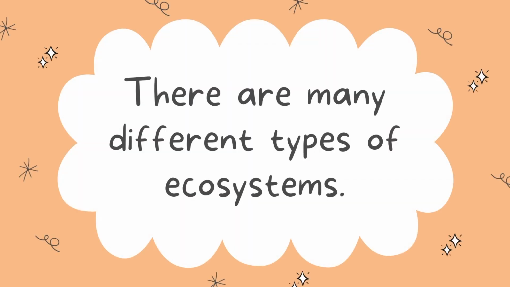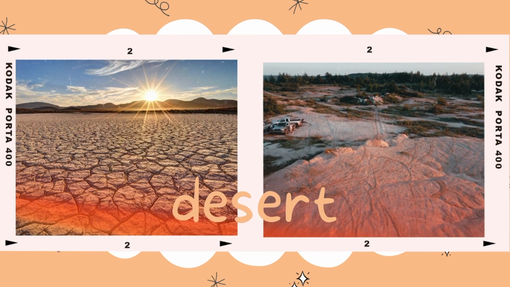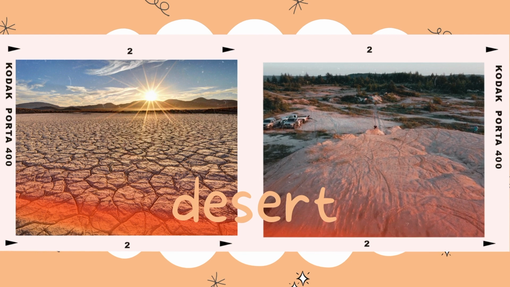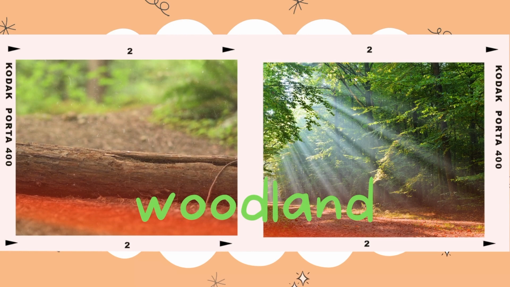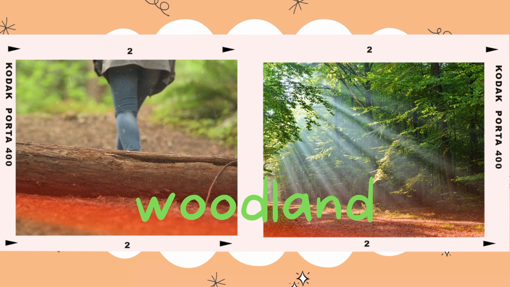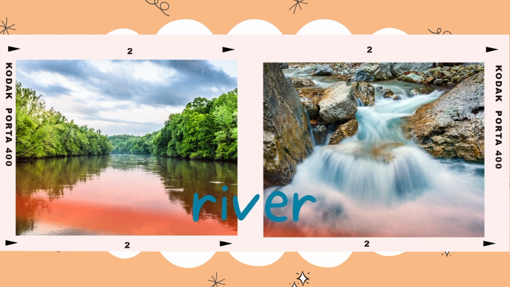There are lots of different ecosystems, each with their own sets of living and non-living things that are found there. Here are just a few. There are desert ecosystems, and woodland ecosystems, and even river ecosystems, all with different living and non-living elements.